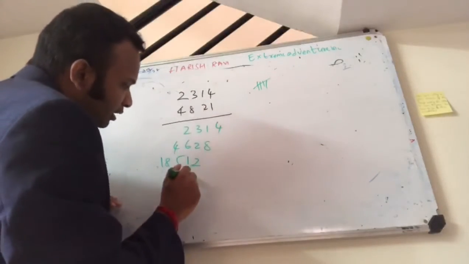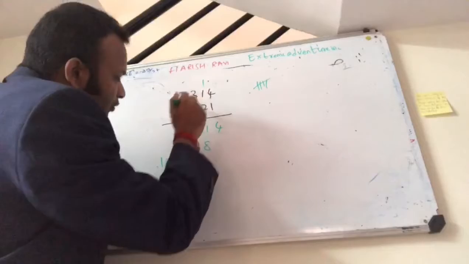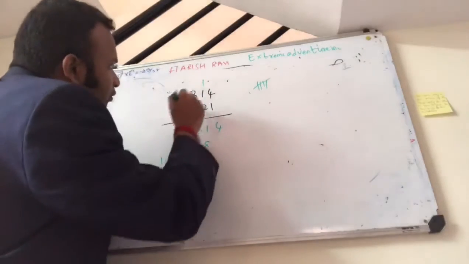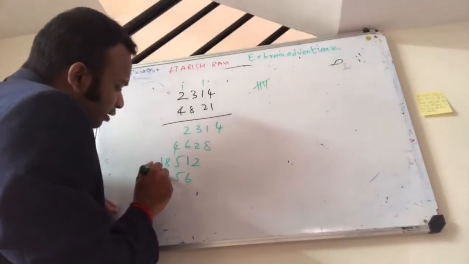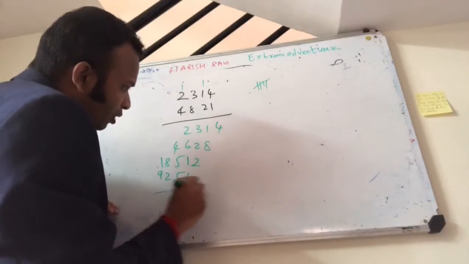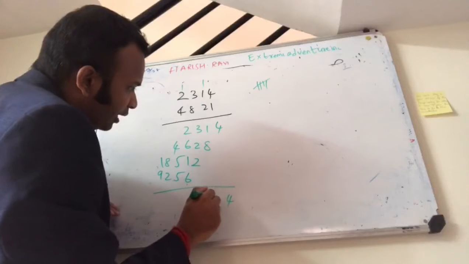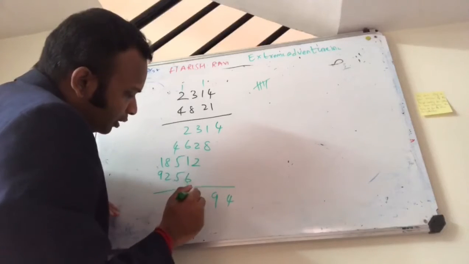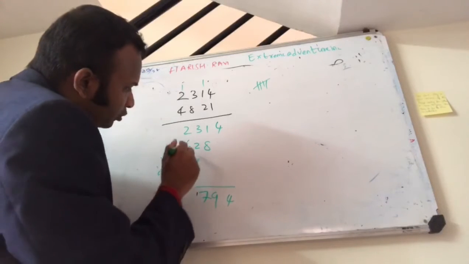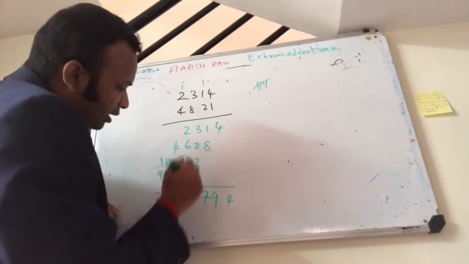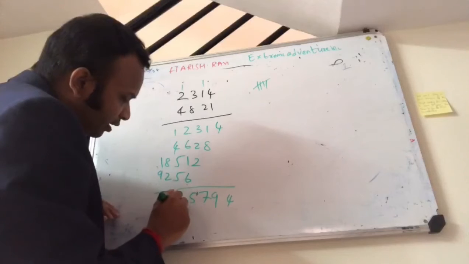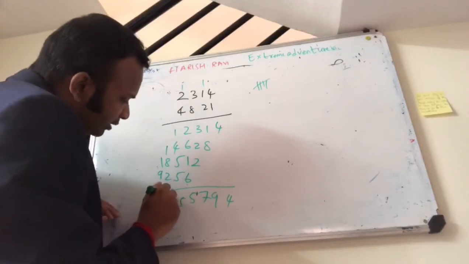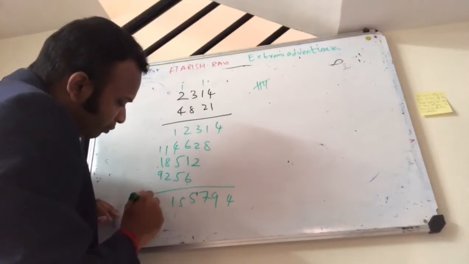4 4s are 16. 1, 4 1s are 4, 5. 4 3s are 12, 1. 4 2s are 8, 9. So it's 4, 9, 3 plus 4 is 7, 6 to the 12, 12 plus 3 is 15, 5 3s are 15, 8 plus 3 is 11, 9 plus 2 is 11.